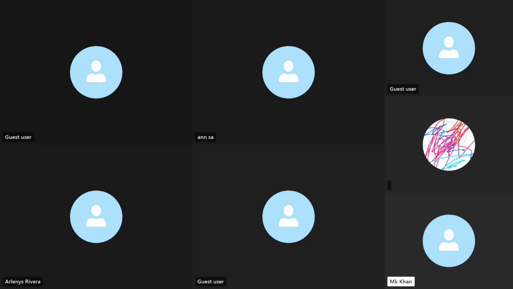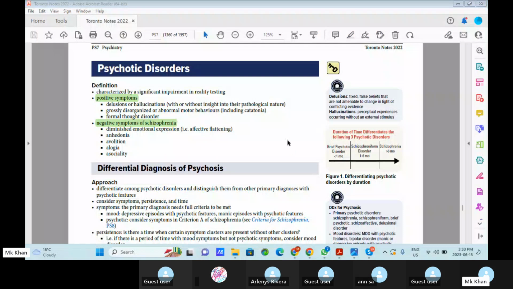Okay, so now we will start with the psychotic disorders. So all the psychotic disorders. The main thing to remember, I think the easy way to remember, is basically the timeline and the symptoms. All our psychotic disorders are diagnosed on the basis of the timeline plus the symptoms. So in all the DSM-5 criteria, the main thing is the duration and the symptoms present.